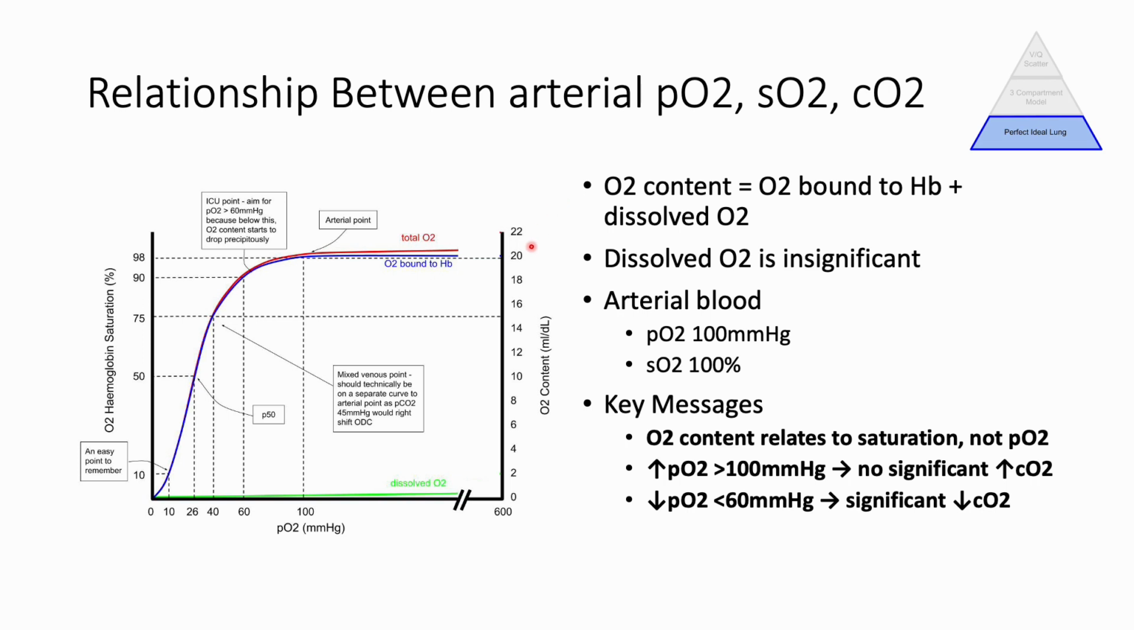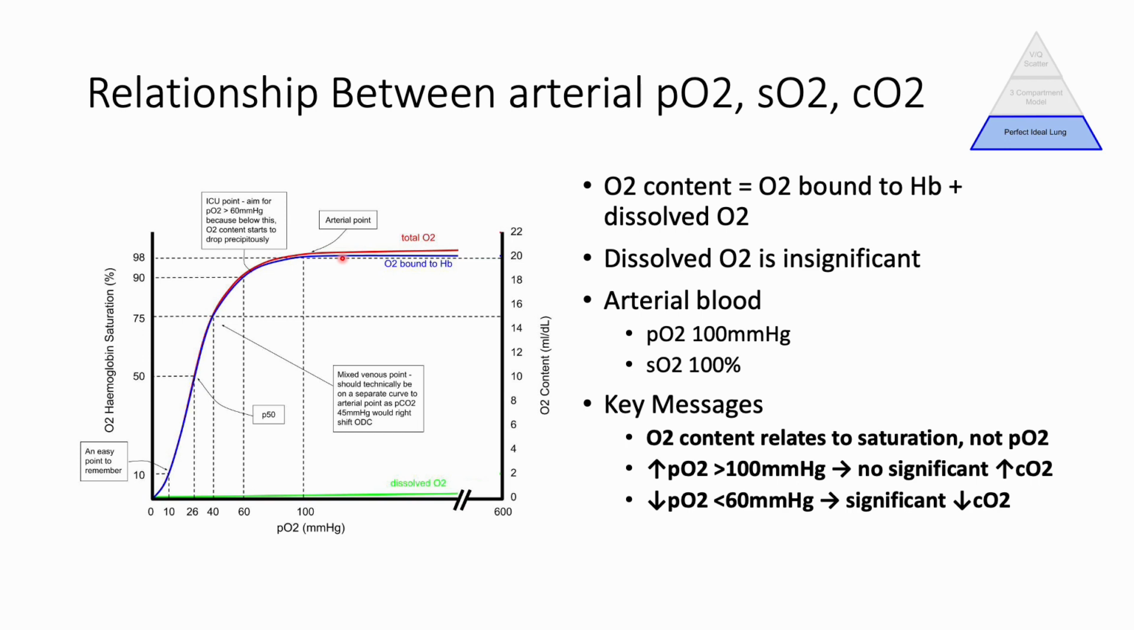So the first thing to notice is that as PO2 increases, the amount of dissolved oxygen does increase proportionally, but its overall contribution to the total amount of oxygen is very small, and under most circumstances we can consider it to be insignificant. So the first thing we want to understand is that the oxygen content in blood relates almost directly to the hemoglobin saturation and not to the partial pressure.